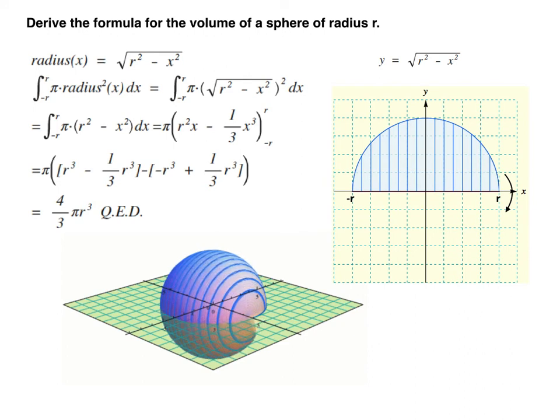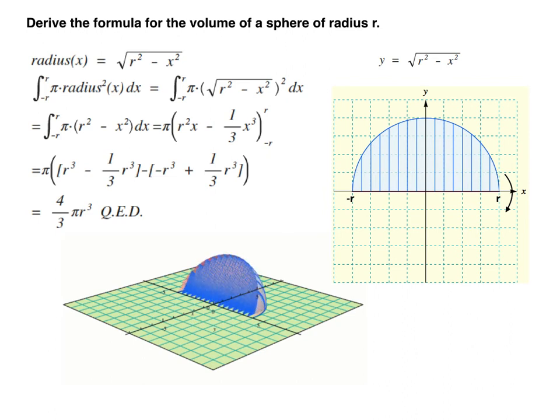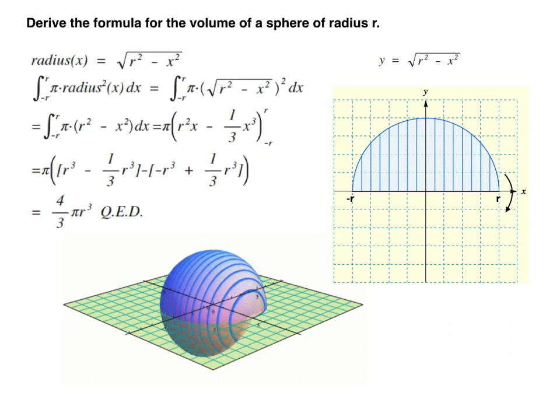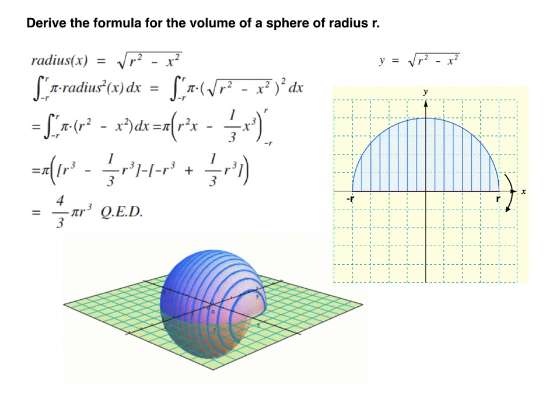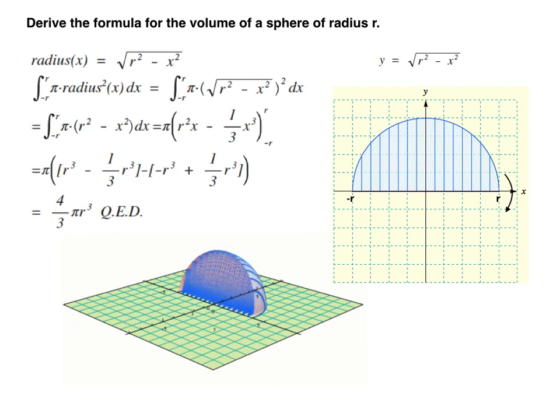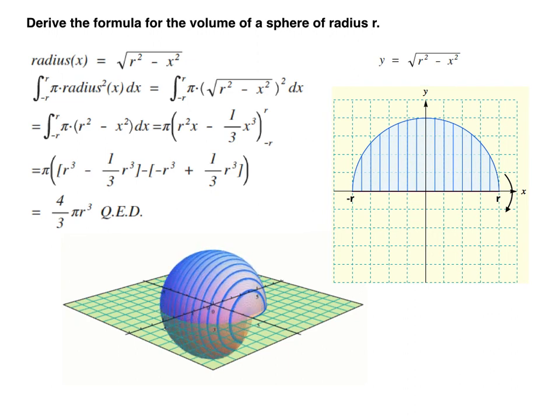r squared minus x squared, which simplifies, and we find the antiderivative, which is r squared x minus 1/3 x cubed, all times pi. Evaluating this from negative r to r, as you work it out, you will end up with 4/3 pi r cubed. And if you open your web browser and type in volume of a sphere, you will get 4/3 pi r cubed.